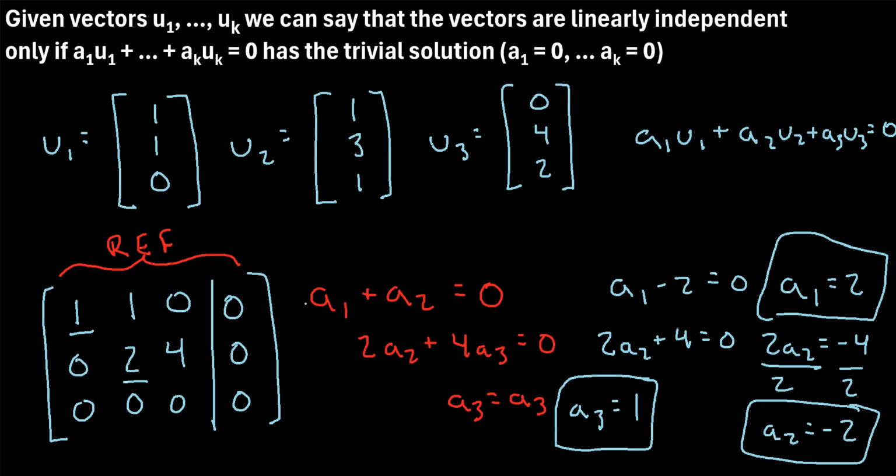And as a side note, we would say that this system of equations actually has an infinite number of solutions because we can pick any value that we want for a3 and we would be able to solve for a2 and a1. So in this example, we picked a3 to be 1, but if we picked, say, a3 to be 10, we could also solve for a2 and a1 and we could find another solution to this equation in which a1, a2, and a3 are not all 0. So keep that in mind. So as our final answer for this one, we're going to write u1, u2, u3 are linearly dependent.